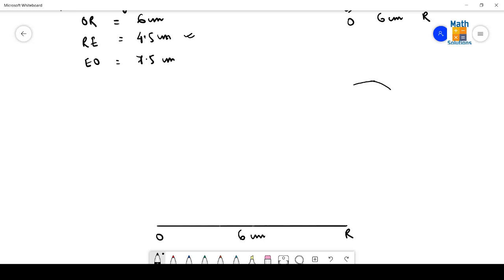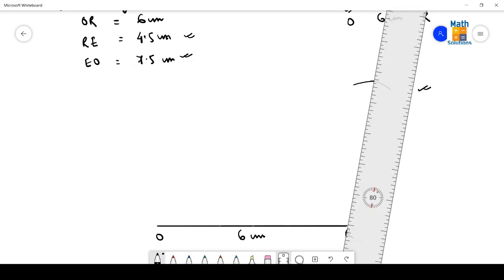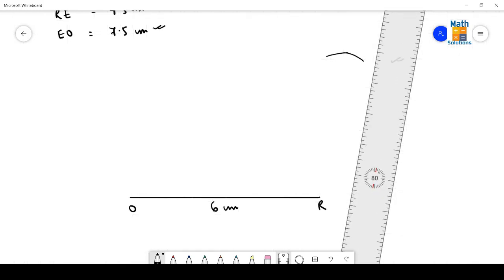This is the arc. Please make use of pencil and scale while drawing the arcs. So after that, again to draw EO, what do we have to do? Taking O as the center and radius as 7.5 centimeter, we have to draw the arc to cut this previously existing arc at the point E. So once again I have to consider the scale. So I am going to place the scale here.